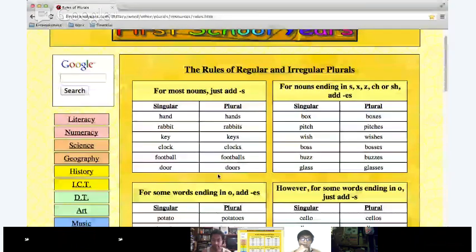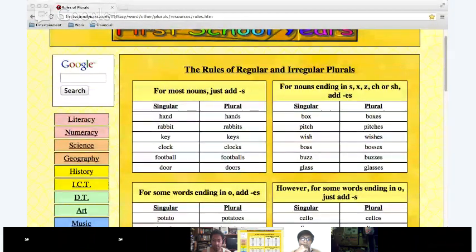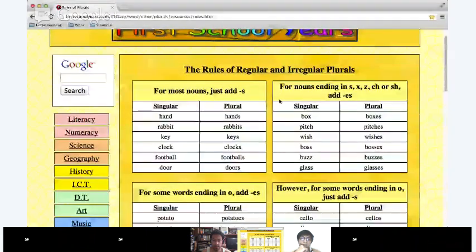Okay. Let's go to Slim. Yes. All right. So let's talk about this next box here. Go ahead and read through that, please.